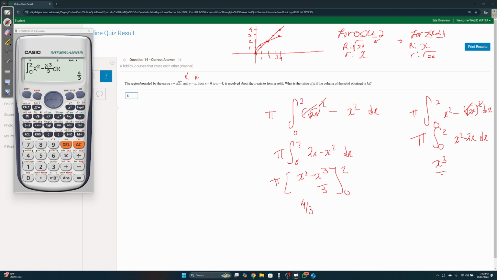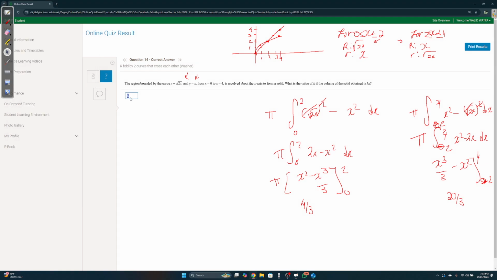Integrate, you get x cubed over 3 minus x squared, between 2 and 4 now, because we're solving between 2 and 4, right? So now do the integral of x squared minus 2x between 2 and 4. You get 20 over 3. You add both volumes, you're going to get 24 over 3, which is actually 8. So add 4 over 3 and 20 over 3, you get 8.